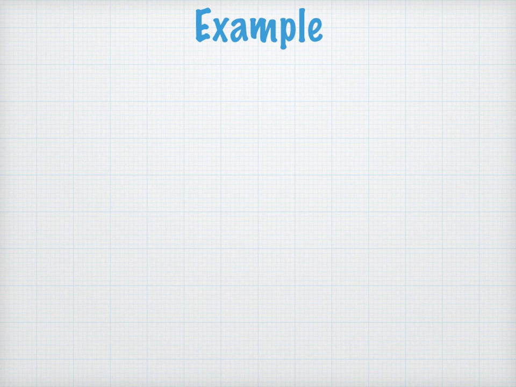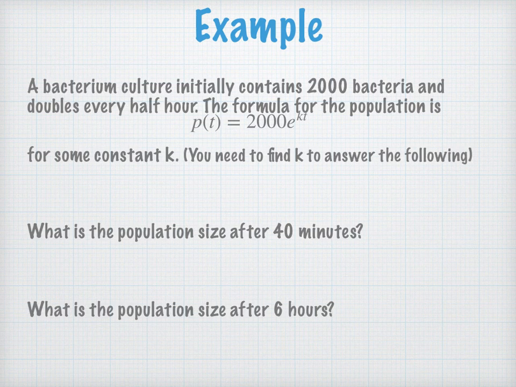Now that we've practiced with solving a little bit, we can go back to some story problems, and we can work with our story problems a little bit deeper. So, a bacterium culture initially contains 2,000 bacteria and doubles every half hour. The formula for the population is P of t equals 2,000 e raised to the kt for some constant k. You need to find k for the following. So first, let's find k, and then we'll find the population size after 40 minutes, and then after 6 hours.